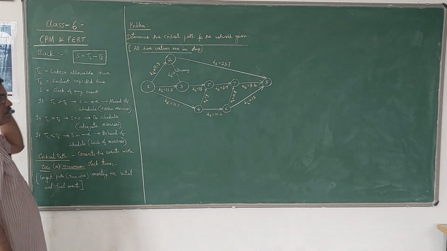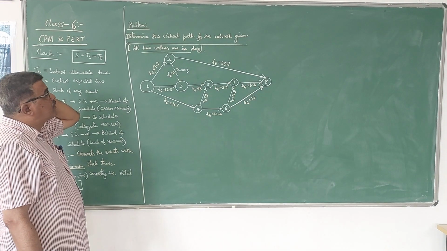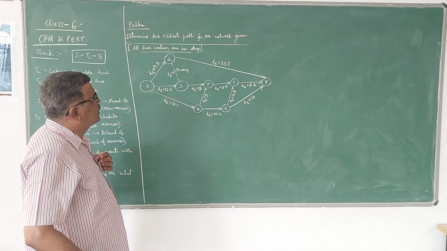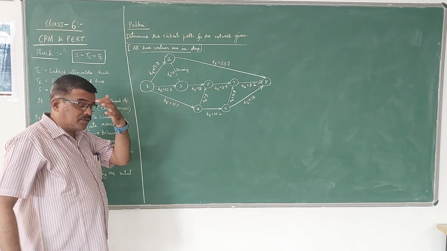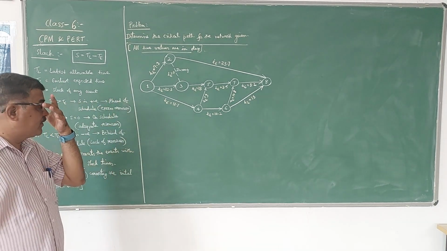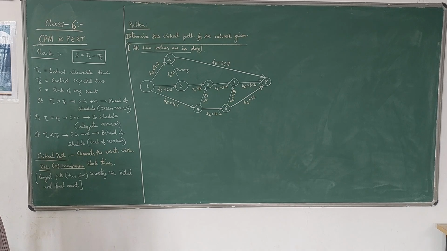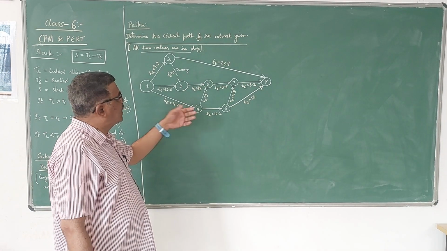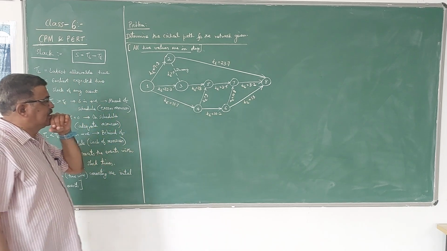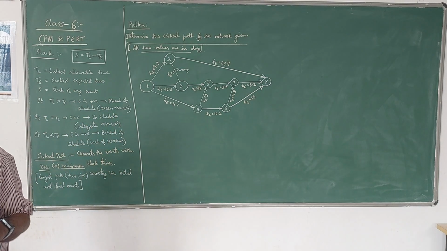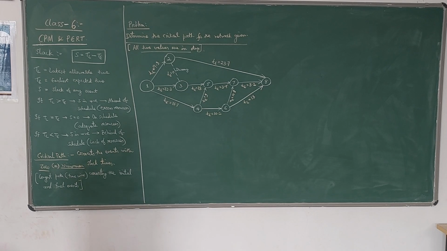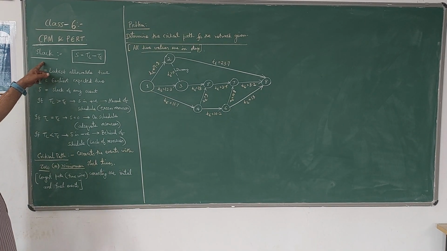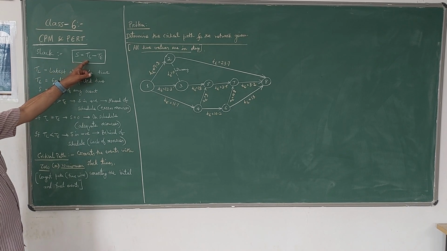So in this class, we will take up a problem of determining the critical path for a given network when the TE values are given. That is, when the expected time values of the activities are given, how to find the critical path. To find the critical path, we have to understand an important term called slack, which is defined as the difference between TL and TE.